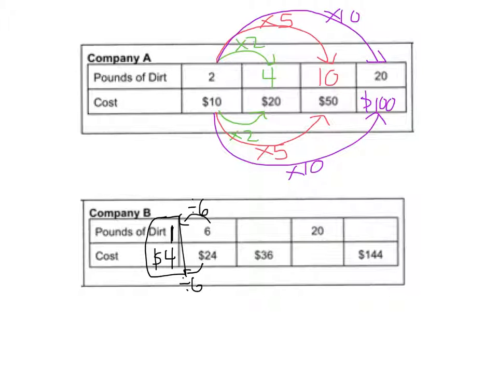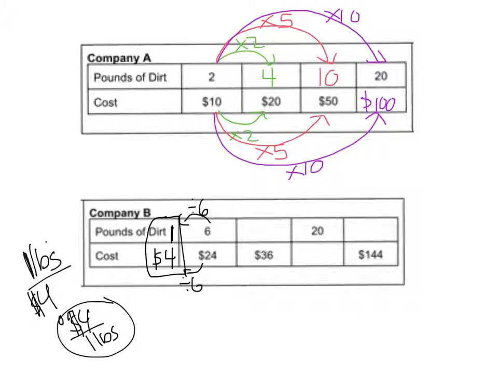For company B, our ratio would be 1 pound per $4, or $4 per 1 pound. So we know if we want to get from 4 to 36, it will be the same as going from 1 to this mystery number. Since 4 times 9 gives us 36, 1 times 9 will give us 9 pounds of dirt. So we now know that 9 pounds of dirt costs $36.